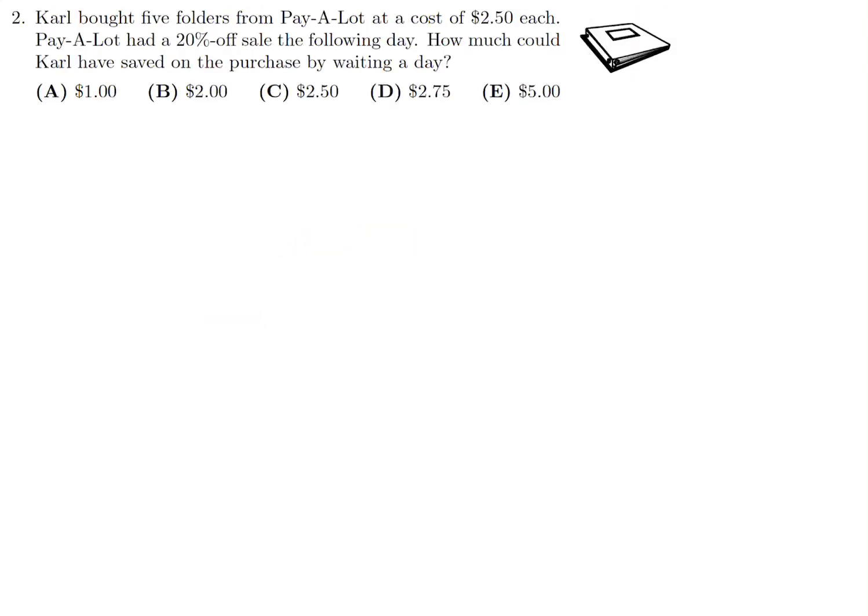Carl bought 5 folders from Pay-A-Lot at a cost of $2.50 each. Pay-A-Lot had a 20% off sale the following day. How much could Carl have saved on the purchase by waiting a day? So he bought 5 folders. Each was $2.50, so that is $12.50. And then the next day, 20% off. So 0.8, right?